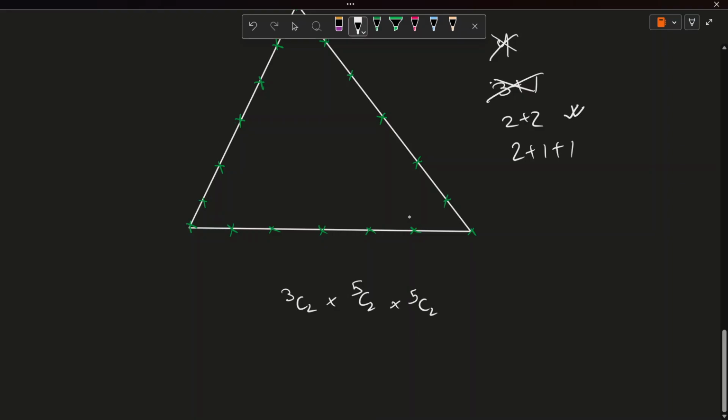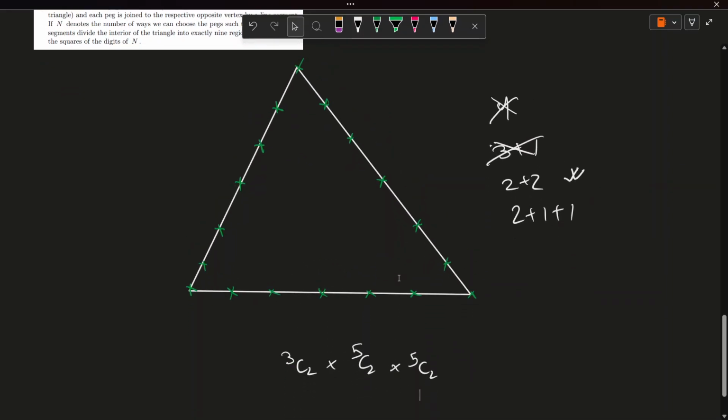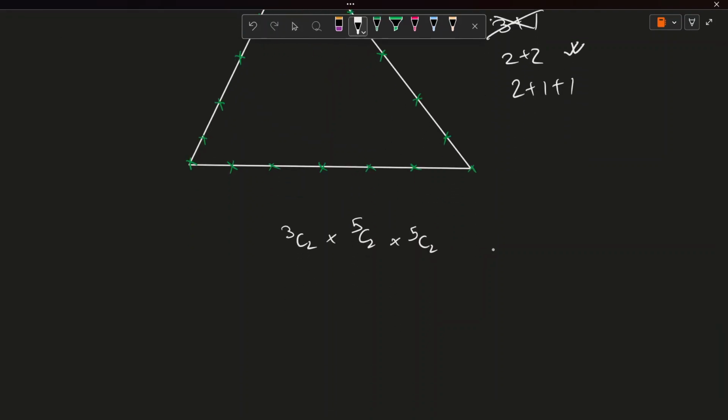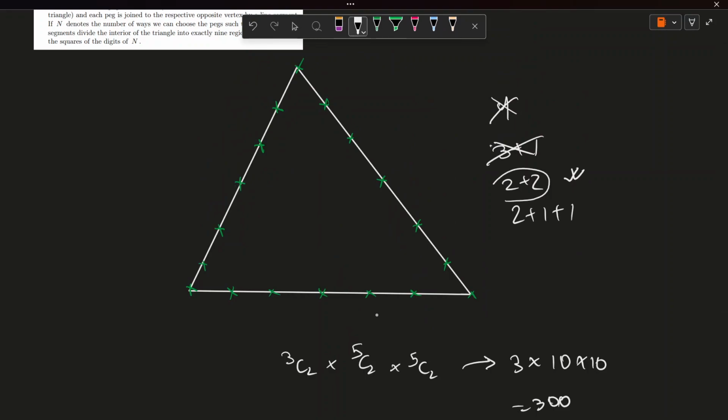So basically, in the first step we choose two sides. Then from each side, out of five we choose two. So 3C2 into 5C2 into 5C2. These are the total number of ways. If you count them, 3 into 10 into 10. This comes out to be 300. So there are a total of 300 ways in this 2 plus 2 case.